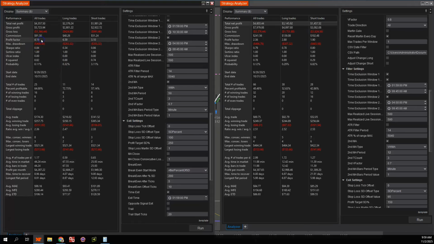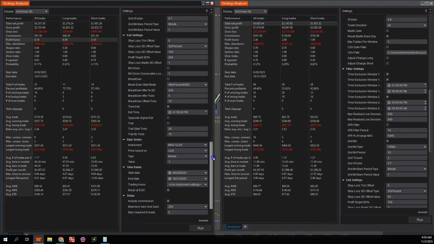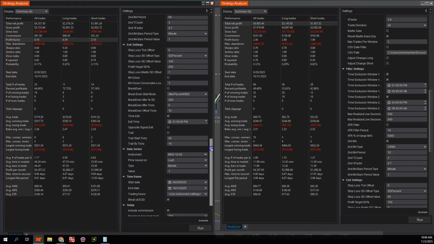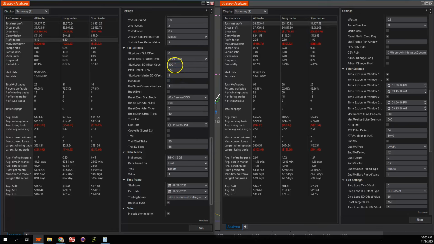Highest profit factor I've ever seen on the small template, 64% win rate, but it's actually better than that. Win rate doesn't really mean that much to me unless you have a 1-to-1 risk-reward, but this is greater than 2-to-1. You can look at this SD percent as if it was just dollars, just to make it simple. So we could say we're risking $100 to make $250. That's one of the best reward-to-risk ratios that we've ever had.